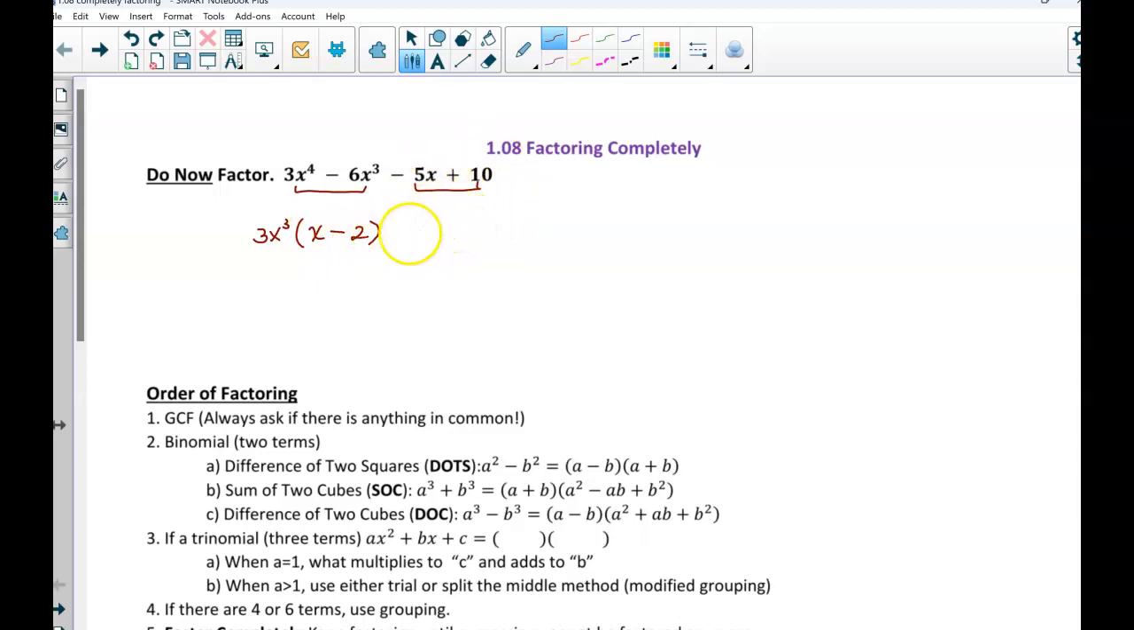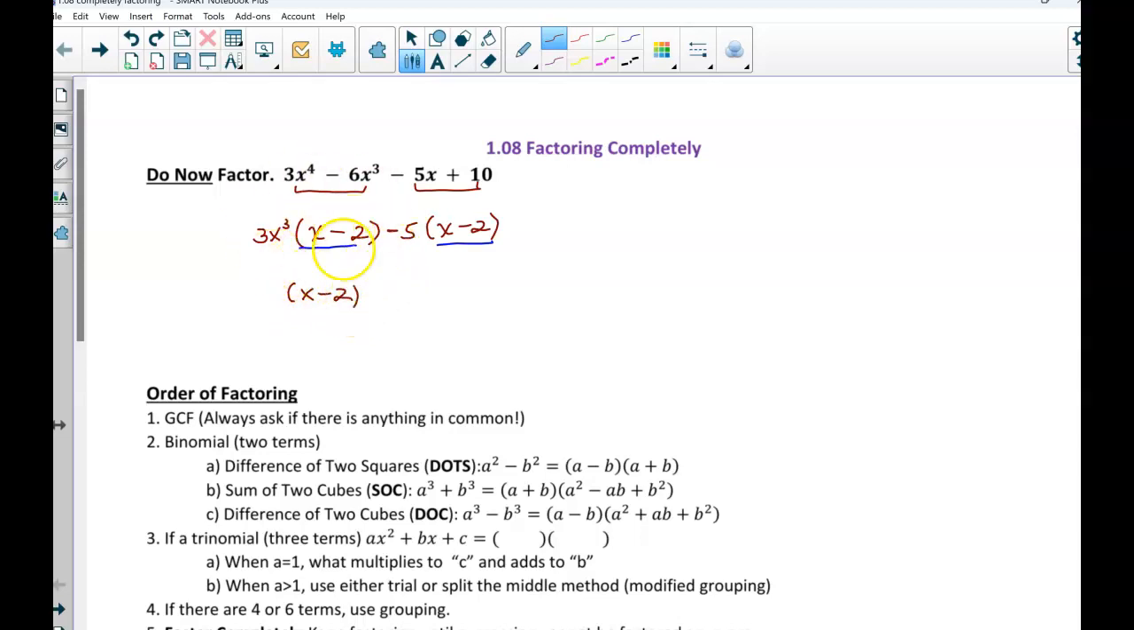For the second two terms, I have a common factor of 5, but because we don't want a negative in the first position of a binomial, we're going to factor out a negative 5. Negative 5x divided by negative 5 is simply x. 10 divided by negative 5 is negative 2. Then I notice I have a common binomial of x minus 2. I'm going to treat that as a GCF.